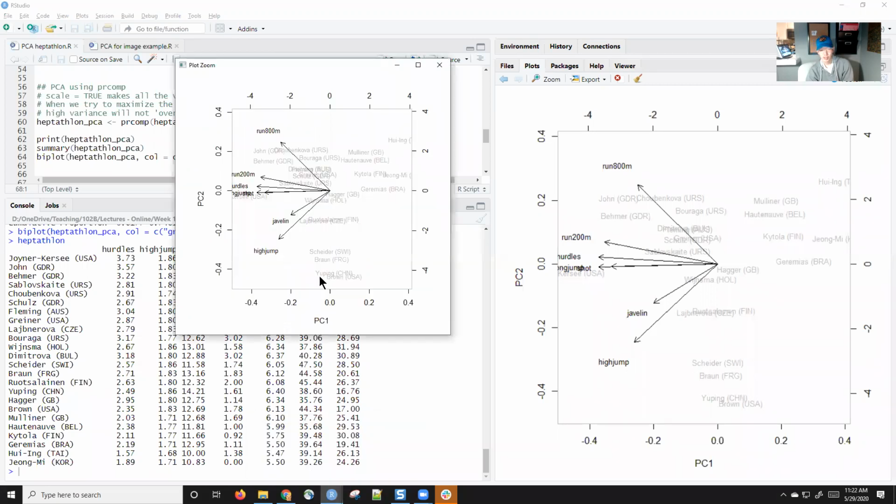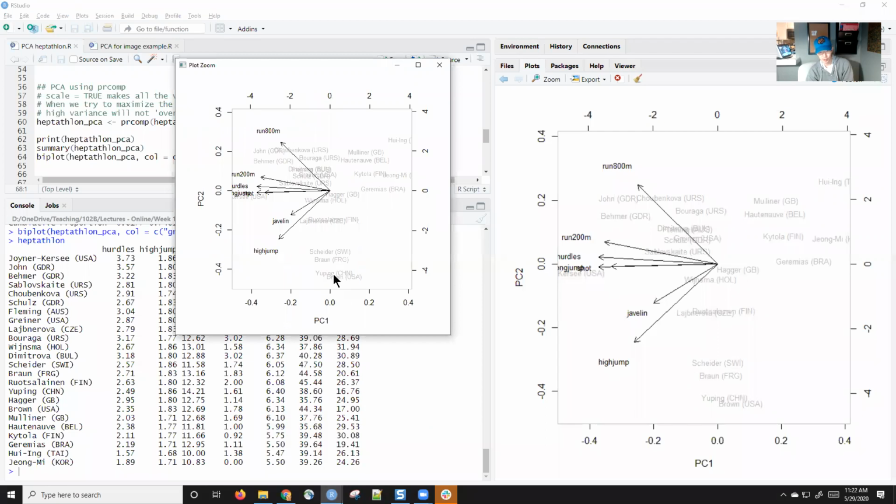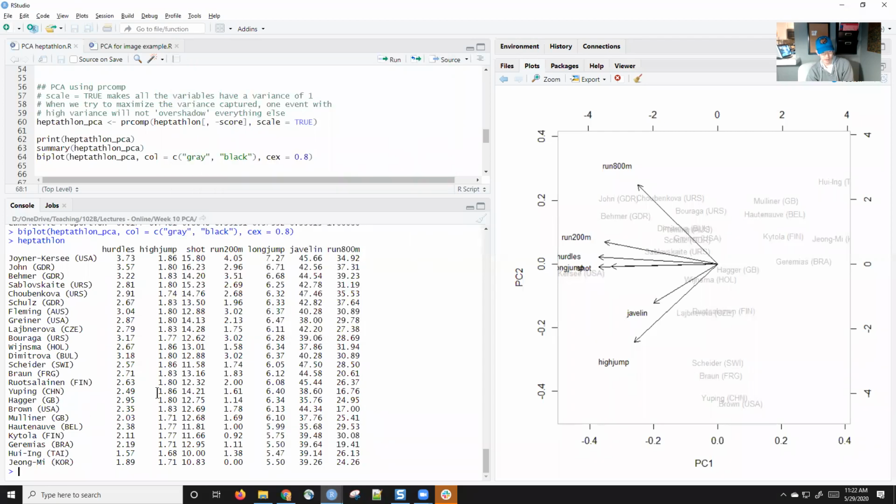Okay, and if you look at the high jump performance of Yuping and Brown, we also see their high jump performance is very high, 1.86, tying with Joyner Kersey, our gold medal finisher here for the high jump, 1.83. Again, very, very, very high. Versus, say, Jeremias from Brazil, their high jump performance not as great.